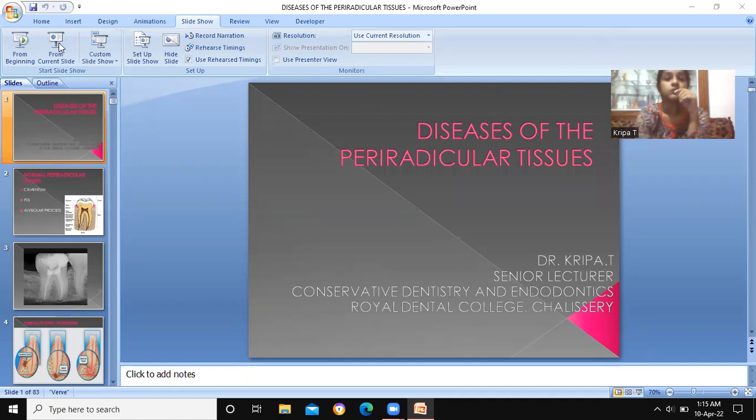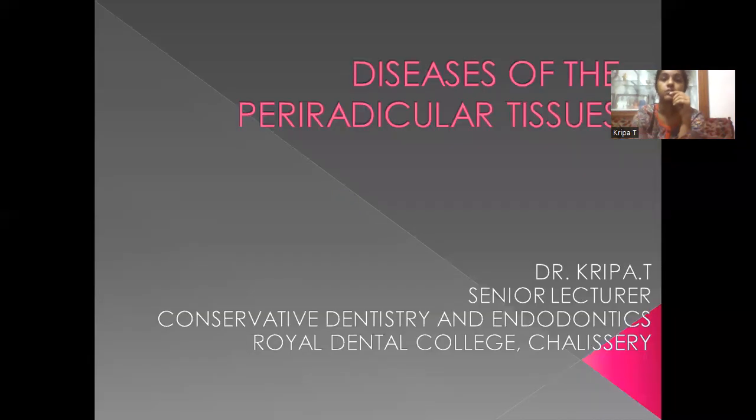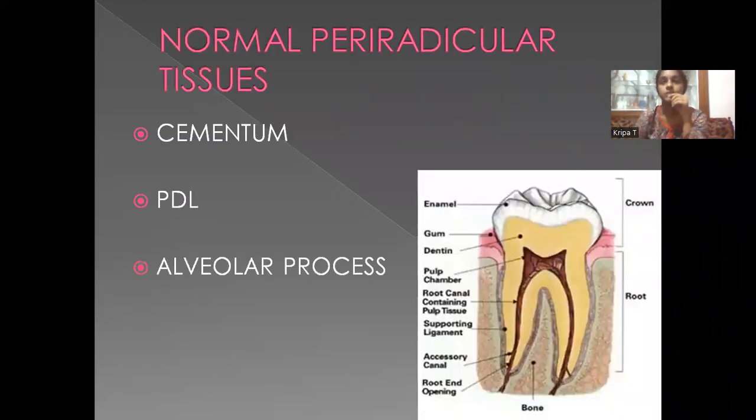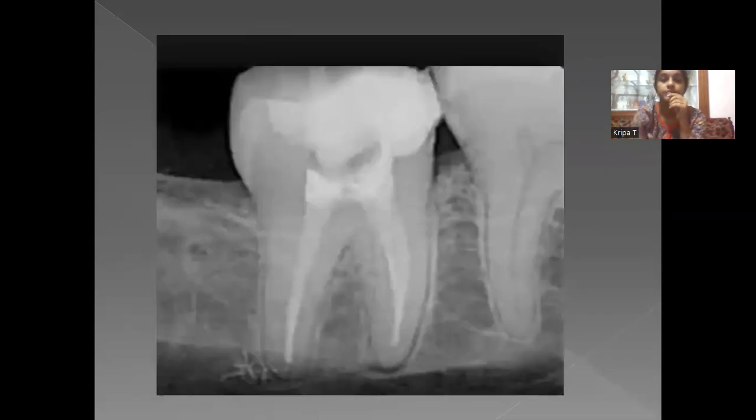So, we should have a clear-cut idea about the various periradicular diseases, as in endo we will be dealing with these, the treatment, and so on. So, what are the normal periradicular tissues? We have cementum, periodontal ligament, and the alveolar process.